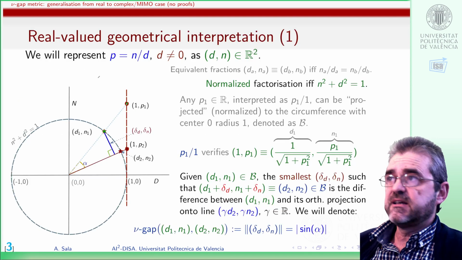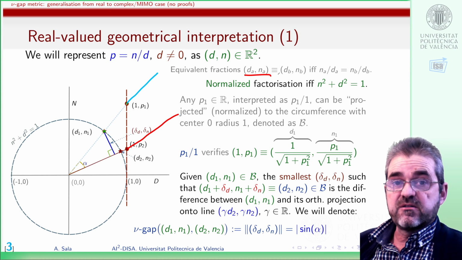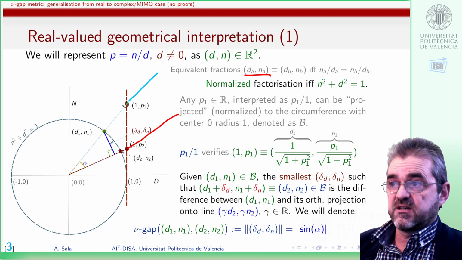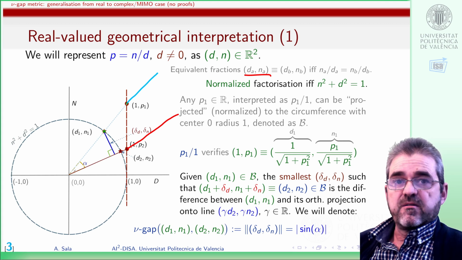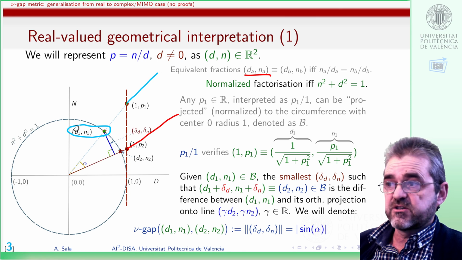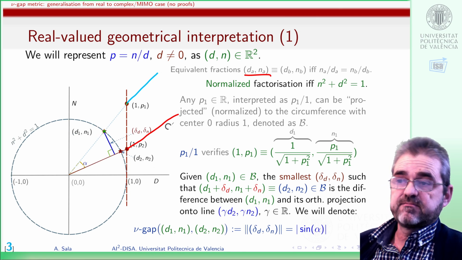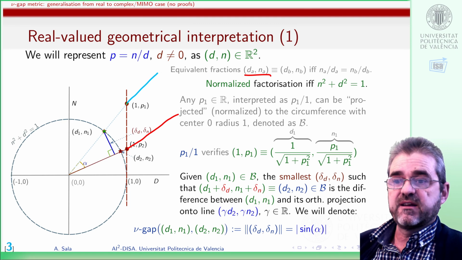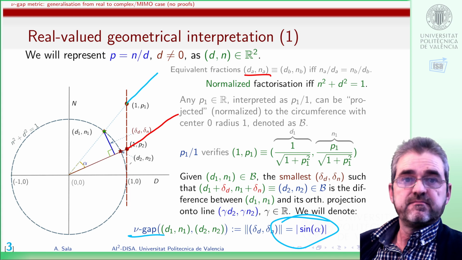If we recall the real case, any number can be expressed as an infinitude of pairs numerator and denominator so that the ratio is, say, P1 or P2. So in the numerator-denominator graph space, the blue line is a line with slope P1 and the normalized factorization is the green star, so that the minimum distance to the red line is the sine of the angle between the lines. Here we have it. This is the nu-gap.